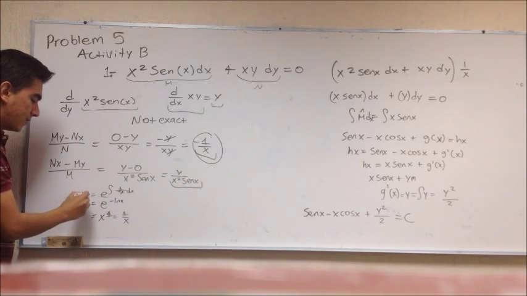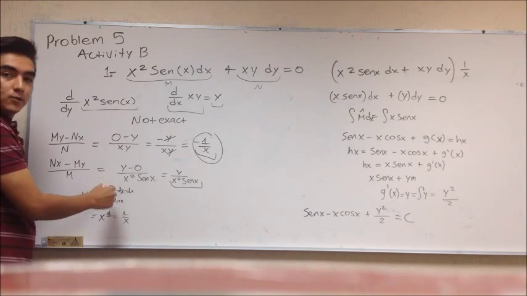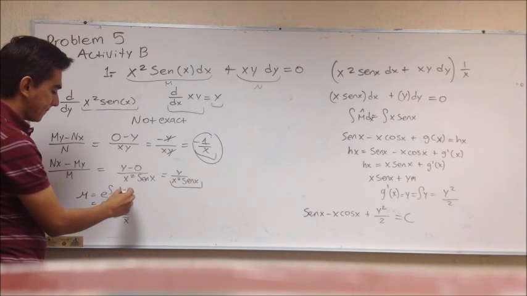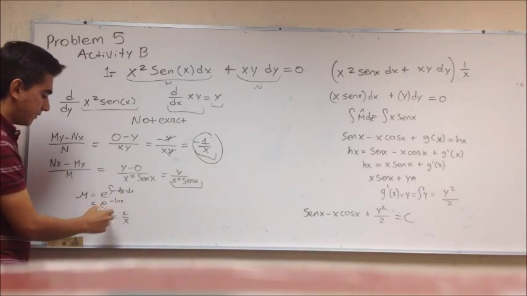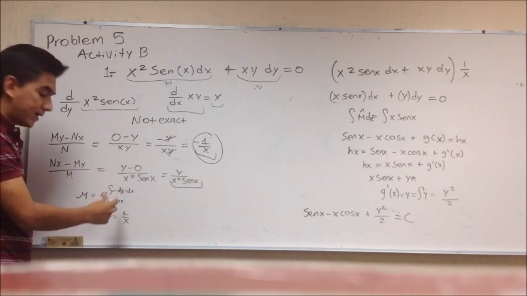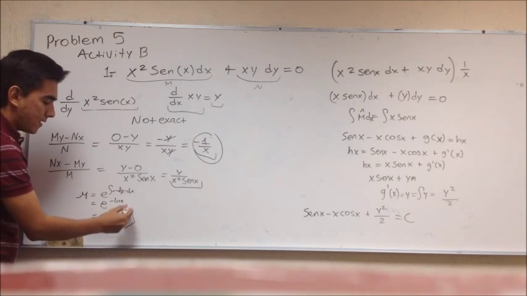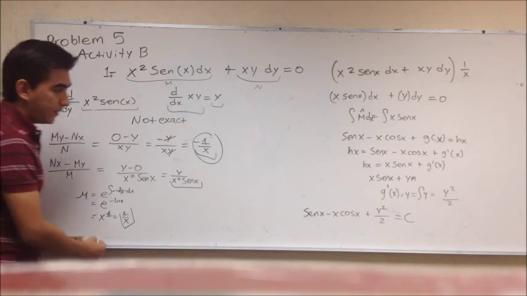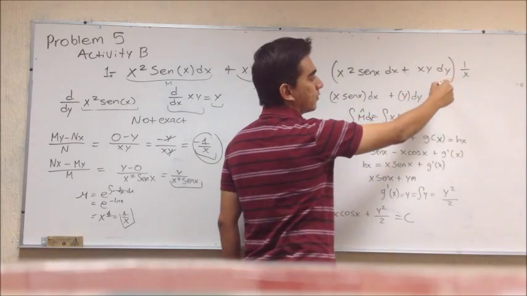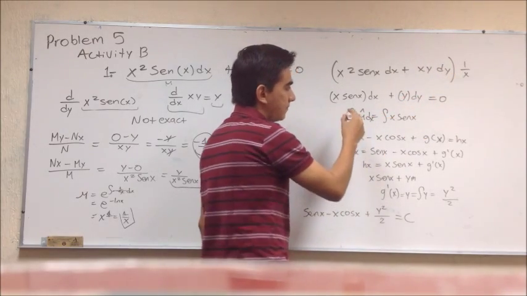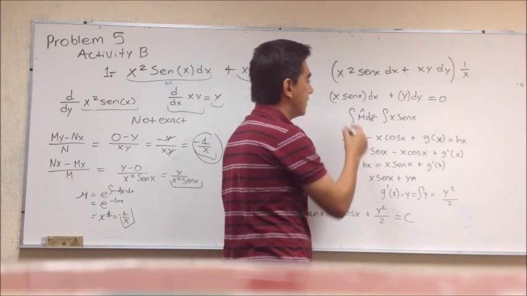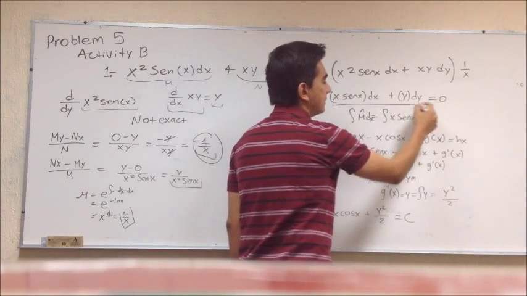Then here we have our mu equals to the e elevated to the integral of 1 divided by x. Then we apply the formula of the integral with the e and the logarithm, and we obtain as a result 1 divided by x. Then we pass to the next step, which is to multiply all the problem by the integrating factor. Then we simplify the result, and we obtain the result.